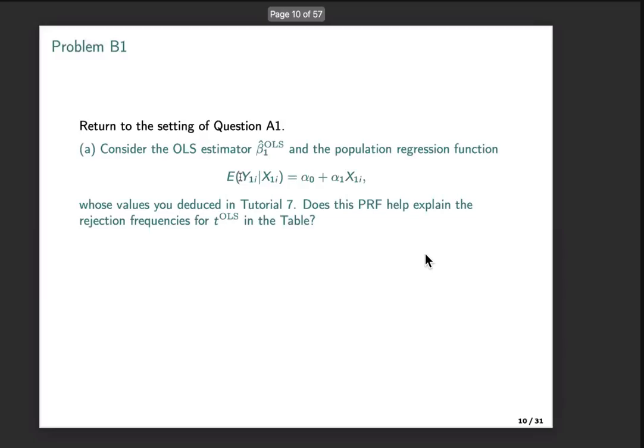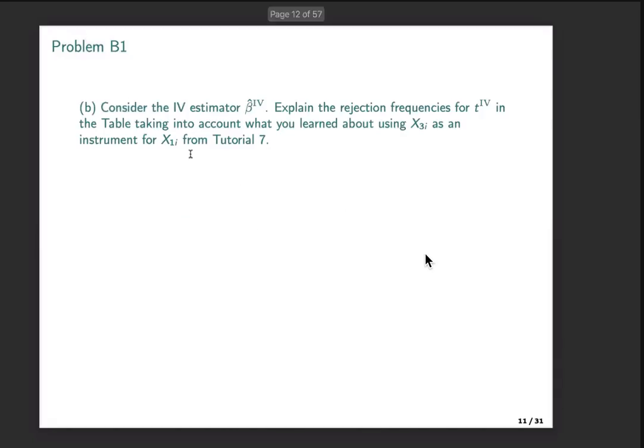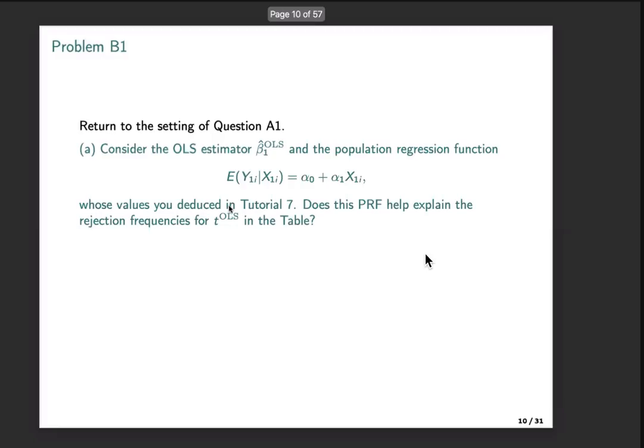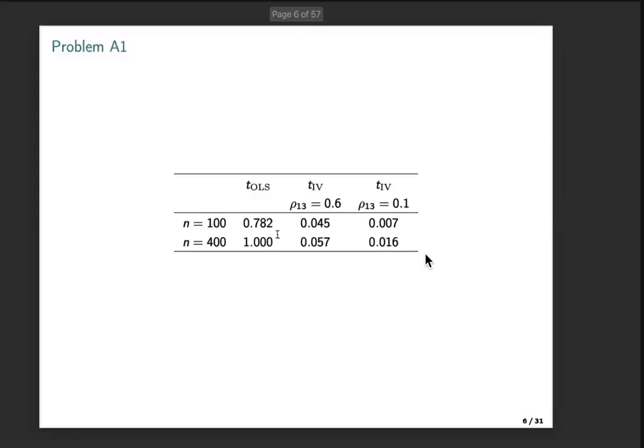Okay, the next question, so that was about the column with OLS. The next question is about the IV. It says explore the rejection frequencies for the TIV in the table, considering what we've done last week. Here we see that in this circumstance, we get more or less what we want. We want 0.05, and we get around 0.05, so this is nice.